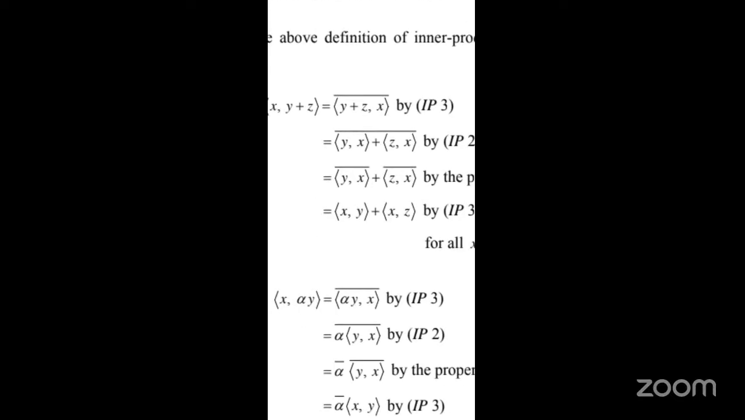But here the inner product of x and y plus z equals the conjugate of the inner product of y plus z and x. So the conjugate of y and x plus, distributing, z and x. So the addition is the sum of the conjugate symmetries of y and x and z and x. The conjugate of y and x, by the IP3 property, is also applied here. That is the inner product of x and y plus the inner product of x and z. Now again we apply the inner product of x and alpha y equals the conjugate of the inner product of alpha y and x. So the conjugate of alpha times the inner product of y and x is alpha bar times the conjugate of y and x, and the conjugate of y and x means the inner product of x and y.